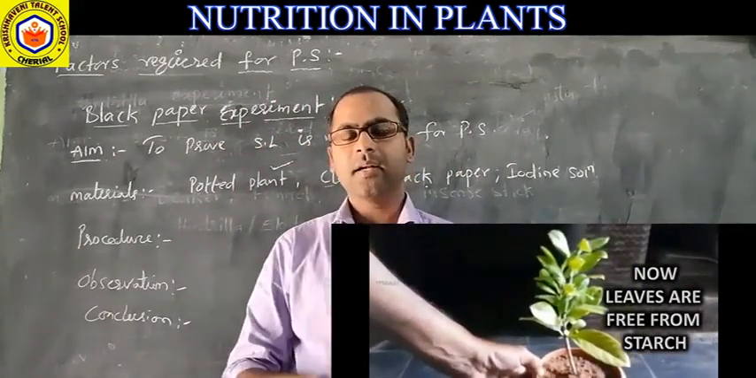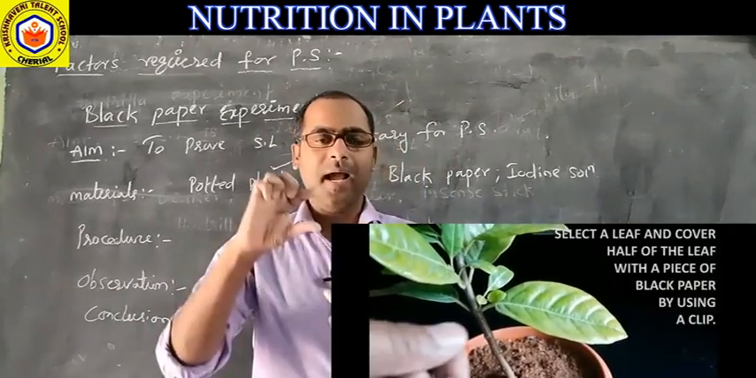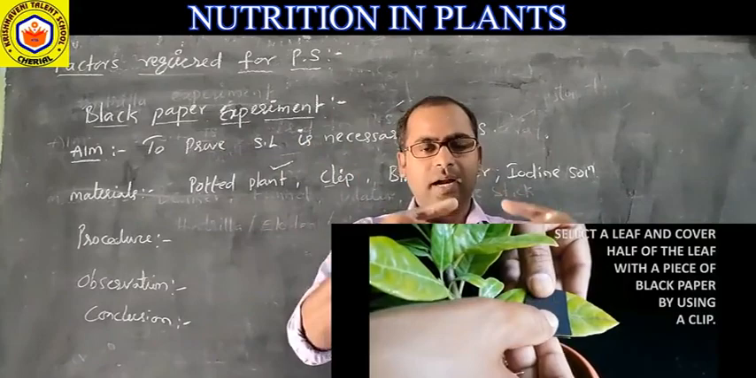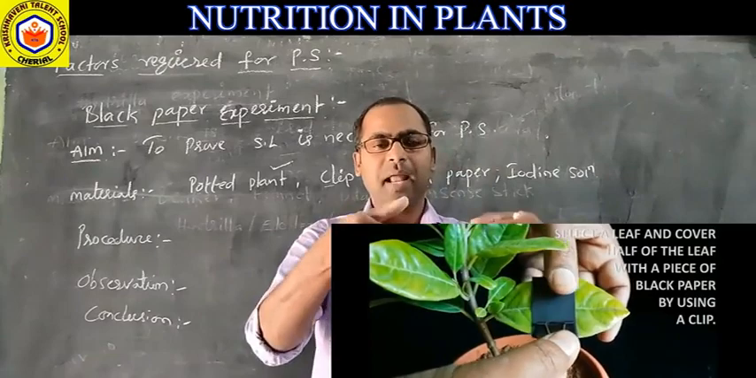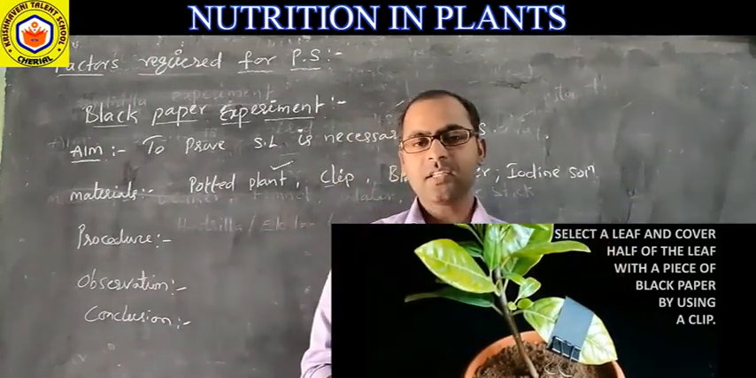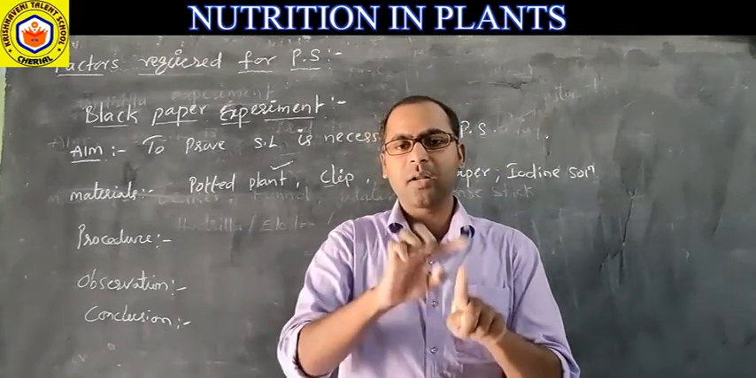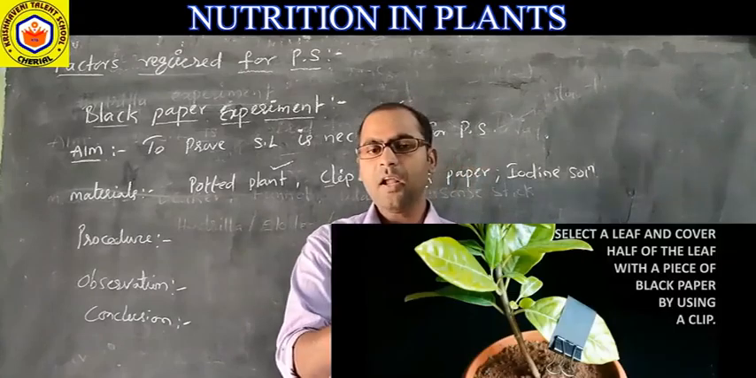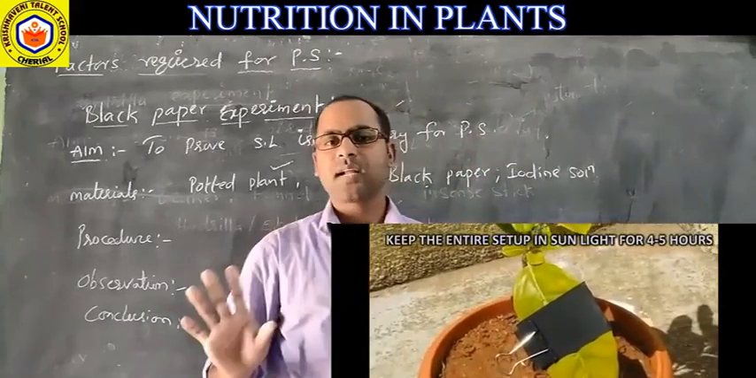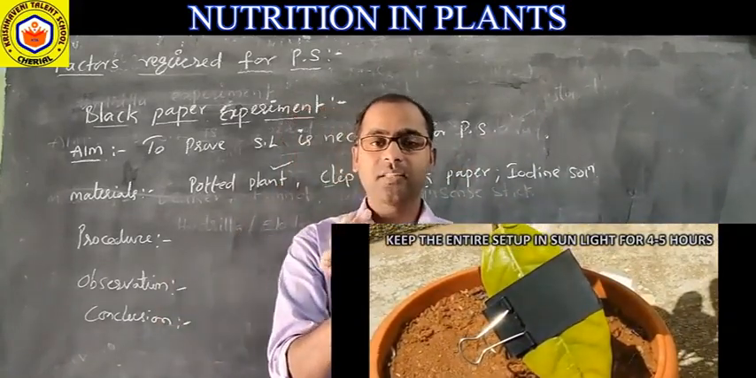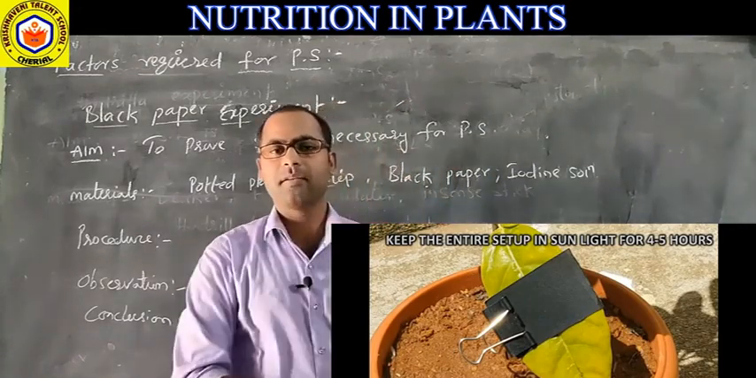Let us take the plant and select one broad leaf, and place the black paper on the leaf. It should be attached by using a clip. The black paper should be fixed onto the leaf, so the sunlight will not fall there. On the remaining parts of the plant, the sunlight will fall, but the part of the plant where the black paper is fixed is not exposed to sunlight. Here it is important that the leaf should not be detached from the plant. The leaf should remain on the plant itself.